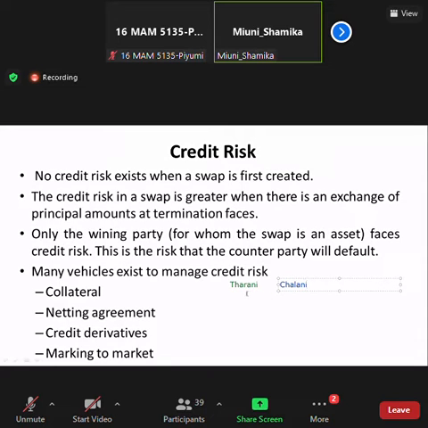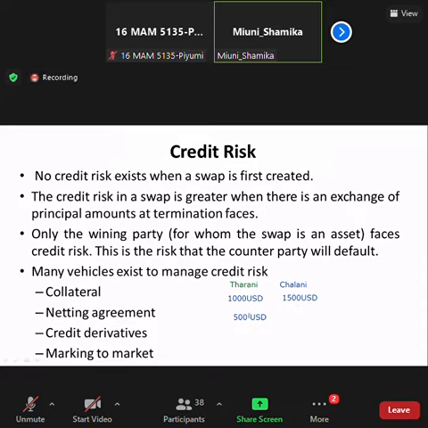Okay, we have Tharani and Chalani. We'll say they have a swap agreement where they need to settle these amounts. And also they have other contracts, agreements between them, where Tharani needs to pay Chalani 500 USD. So netting is something like this. This is an example, right? So Tharani needs to pay Chalani 1000 USD.